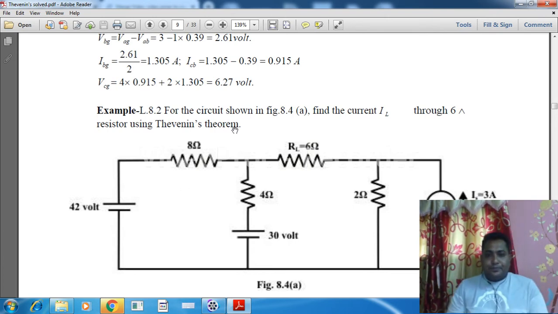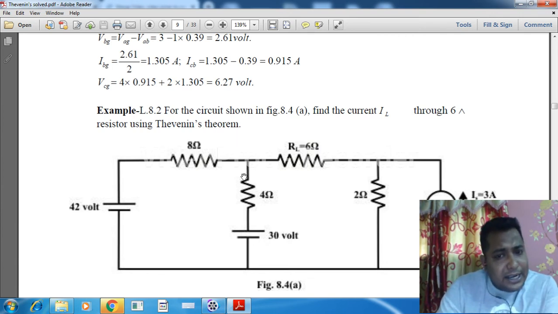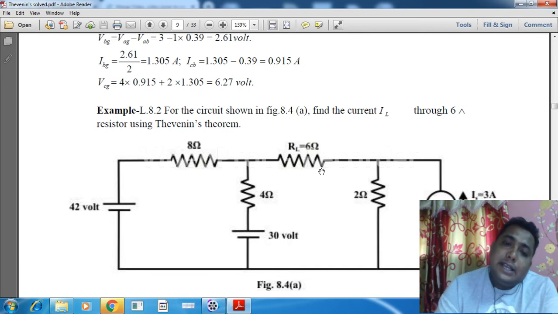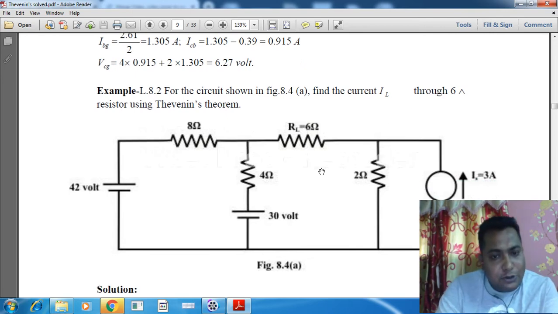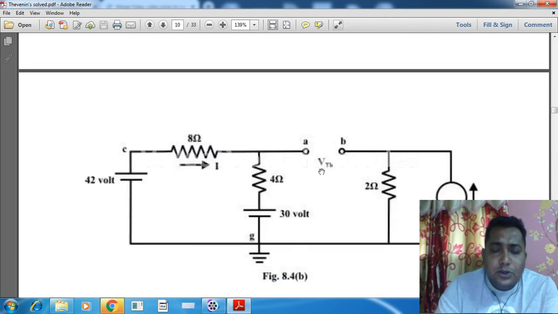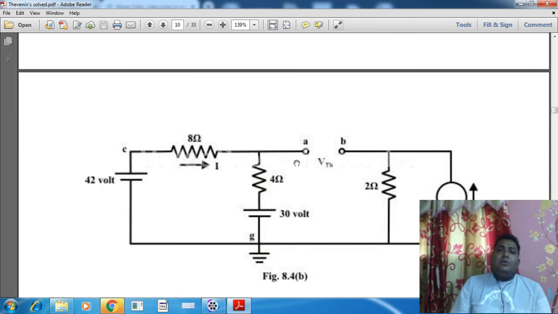Yes, so this is the circuit and there is the RL. Follow my pointer, this is the RL. From this RL we have to find out the load current. So initially we have to disconnect this one and find out this VTH over here. So see, this is the case. Here this is the open terminal. Now we have to find out what voltage is actually appearing at node A and at node B, and after that the difference between node A and node B will give us the VTH of that circuit.